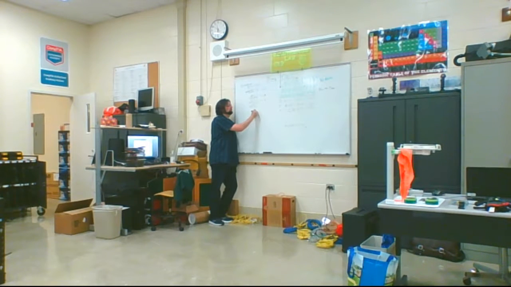25 divided by 2 would be 12, remainder 1. Again, please don't feel like you have to do these in your head. You absolutely can do these with the calculator. It's fine.